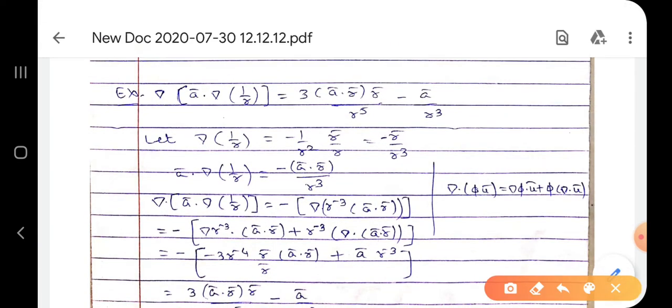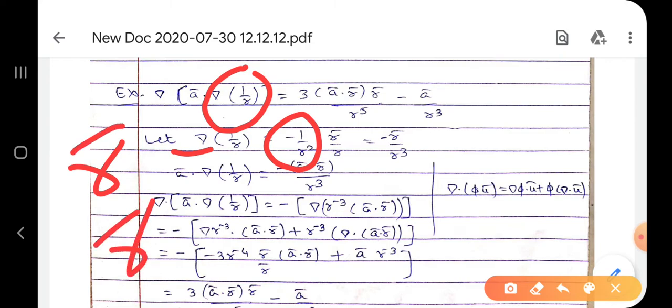Here I have chosen the example del of, I think maybe your third, fourth example, you can check in your practice questions. Del of 1 upon r. First find this del of 1 upon r. What is the derivative of 1 upon r? Minus 1 upon r square, into derivative of r, which is r bar upon r. So minus 1 upon r square into r bar upon r. What do I get? Minus r bar upon r cube.